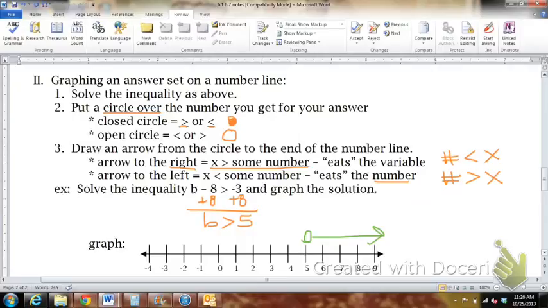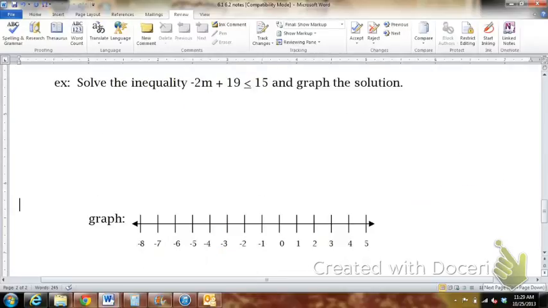So let's try another example. Okay, last example, and then we're done with these two sections. So I'm going to solve this inequality. I've got a lot of numbers happening here, but my goal is still to get the variable by itself. So to clear out the side that the m is on, first I'm going to subtract 19, and I get negative 2m is less than or equal to 15 minus 19 is negative 4.